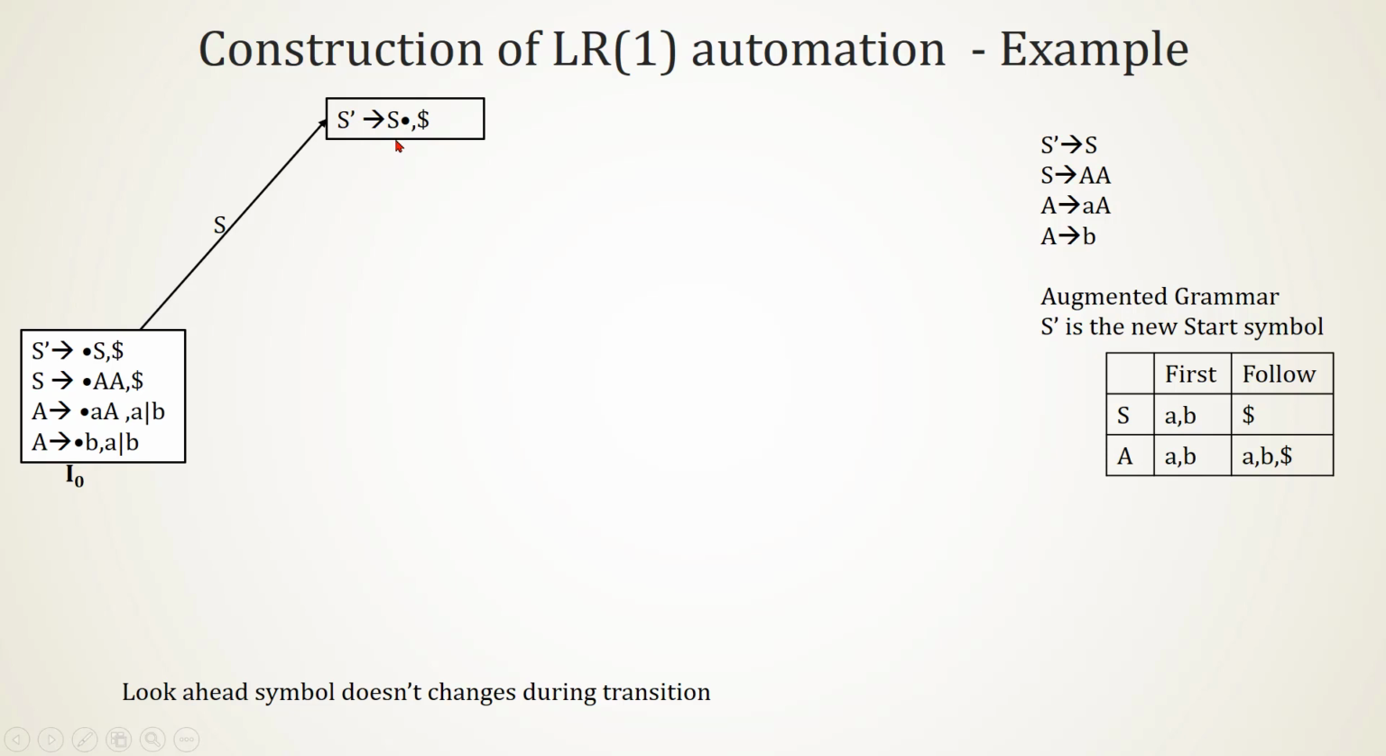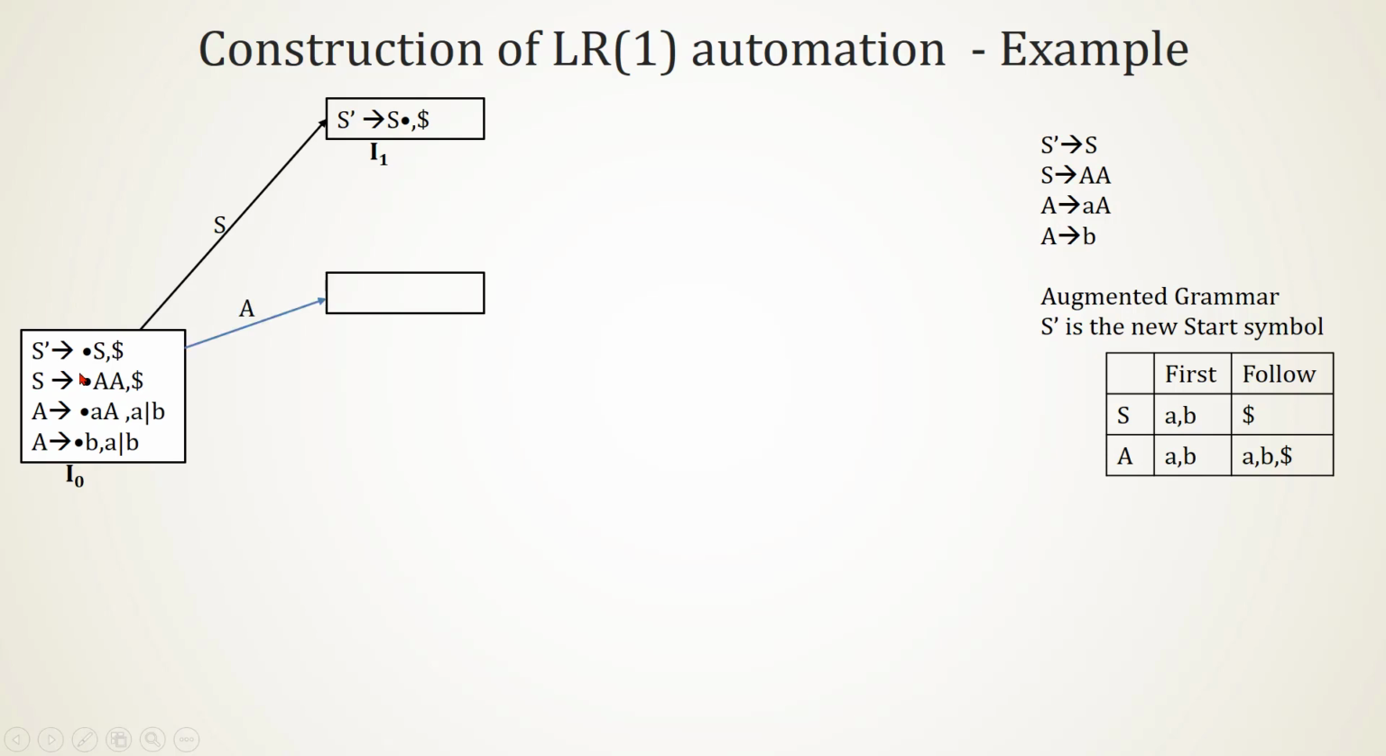So I am numbering that item as I1. Next you have to consider the next transition. The next transition will be based on A because there is a dot in front of this capital A. So what happens? This dot will move forward. So S derives A dot A will be the production, comma dollar. Why is it dollar? Because look ahead doesn't change during transition. Here we have to add all the A productions. So we have added all the A productions.